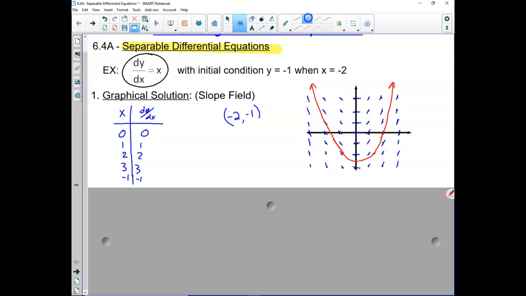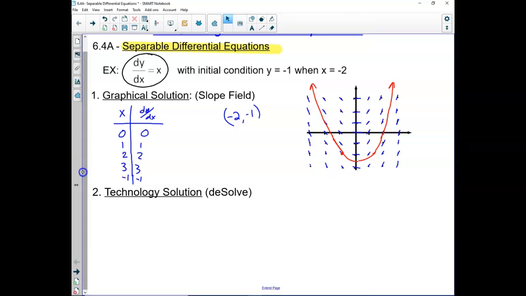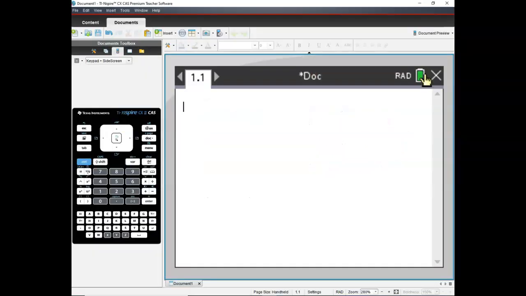It's a graphical solution. It's giving me a picture of y. It's not giving me what y is. Well, we can do this in our calculator 2 ways with technology as well. If you forgot this, I will run through it. We can graph this slope field in our calculator.